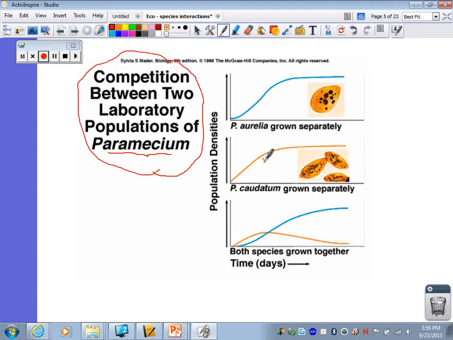It's able to grow and slow down and level off. However, when you grow both of them together in the same dish, we see P. caudatum doesn't do so hot. It starts going, and then P. aurelia outcompetes it. P. aurelia continues to thrive, and P. caudatum actually dies out. Okay, so they both tried to share the same niche in the same petri dish. They were both trying to live in the same environment, eat the same foods, and one outcompeted the other. So that's the law of competitive exclusion.